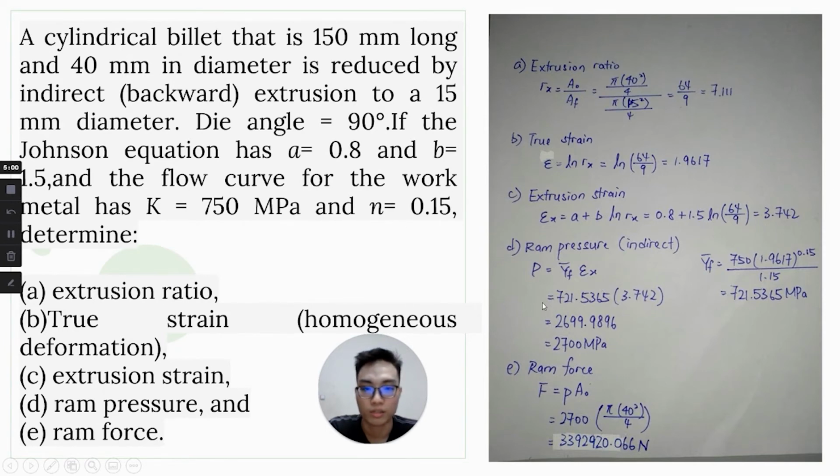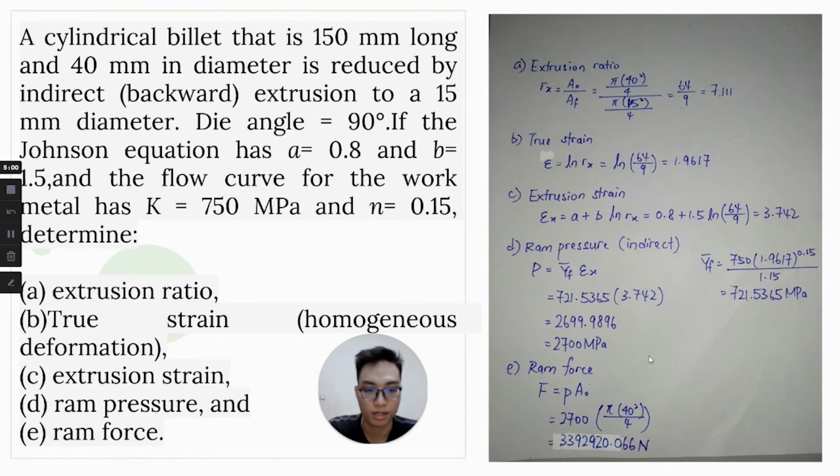Then in part D, the question tells us that this is an indirect extrusion process, so we need to use this equation. First of all, we need to find the average flow stress during deformation, which is equal to K times tool strength to the power of N, over 1 plus N. After we substitute, we can find the average flow stress. Then again, we use this result to substitute in this equation, and we substitute the extrusion strength in this equation also, and thus we can get ram pressure equal to 2700 megapascal.